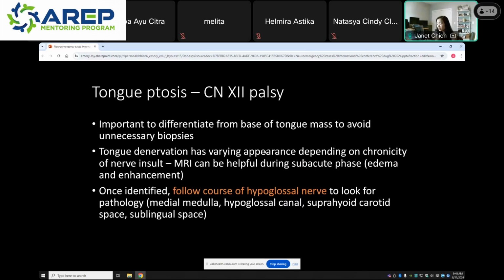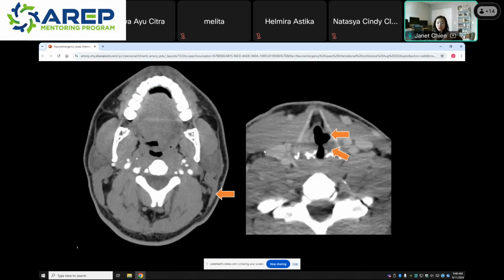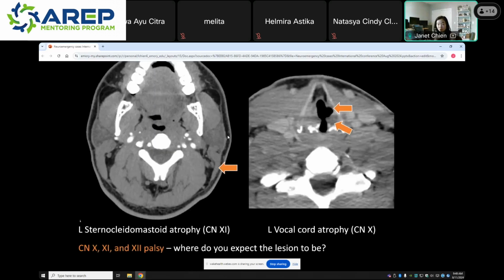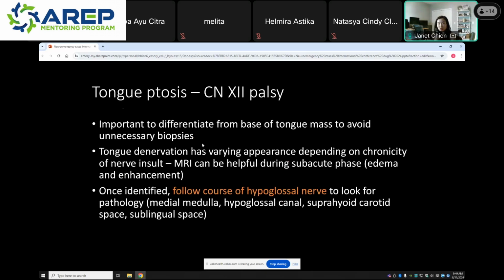So the teaching point here is when you look at this image, be careful. Don't call it a base of tongue mass. Look for that fatty atrophy of the tongue, and correlate with the physical exam. This is tongue ptosis from cranial nerve 12 palsy. So it's important to differentiate from base of tongue mass, like I talked about, to avoid unnecessary biopsies.